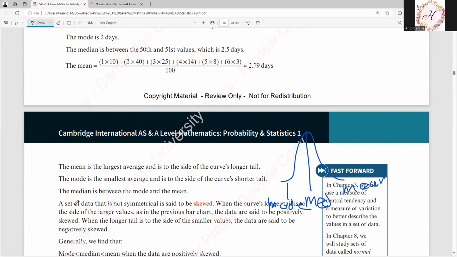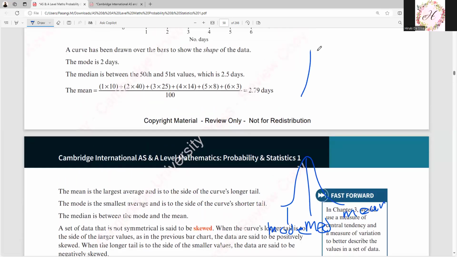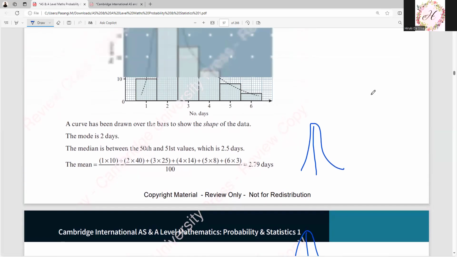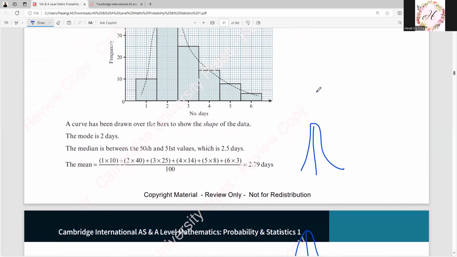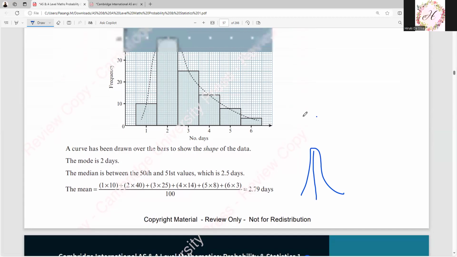So, a set of data that is not symmetrical. Symmetrical means මේ තුනම එක ළඟ තියෙන්න ඕනේ. Mean එකයි, mode එකයි, median එකයි, all these three values should be equal. හැබැයි if it's not, we say it is skewed. Skewed වෙන එකේ we have two methods.